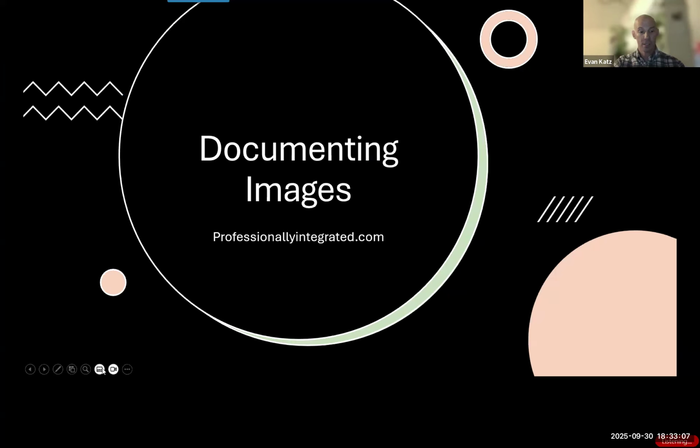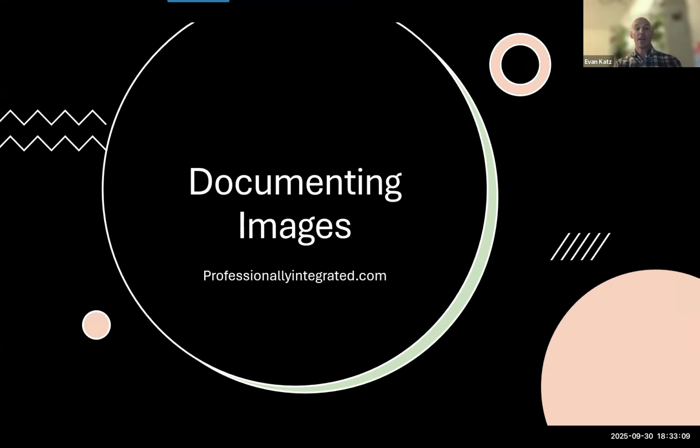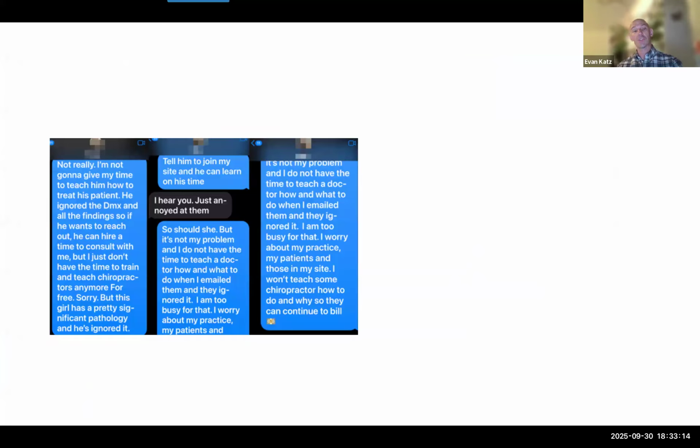So documenting images using professionally integrated notes. I started this because within the last 2 weeks, I had a lawyer contact me saying, "Hey, can you call this chiropractor that they sent to us for an image?" The chiropractor never did anything about it. They didn't put it in their notes, and this is like 6 months after the fact. So now the lawyer is like, "We can't really bring in what the image showed. Can you call that provider and talk to them?"